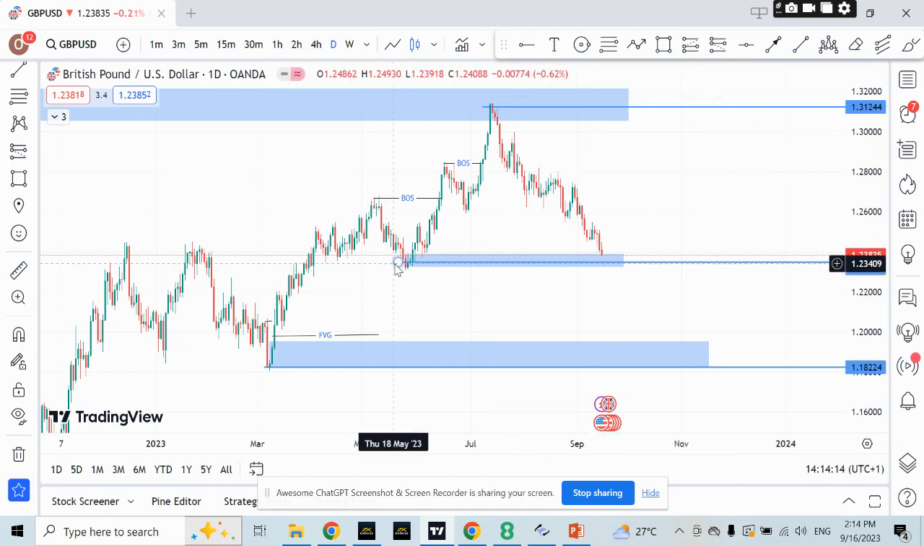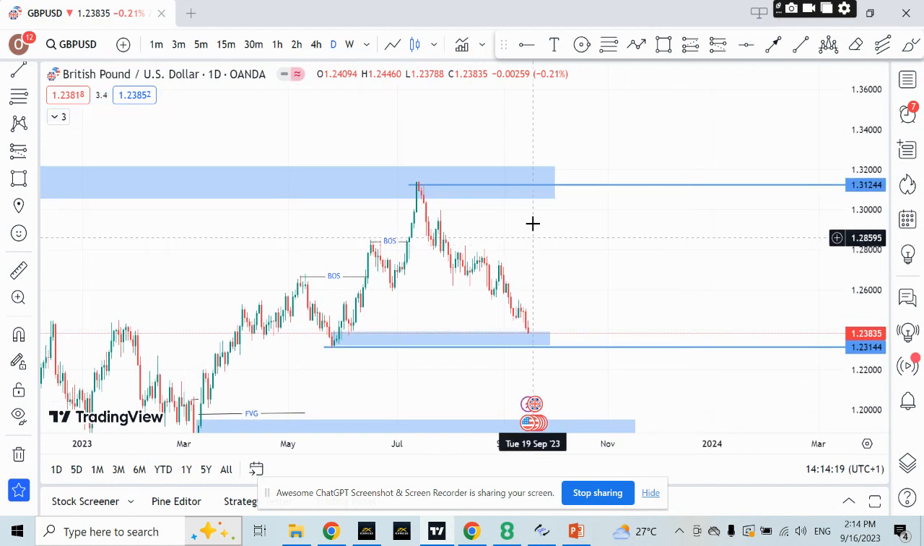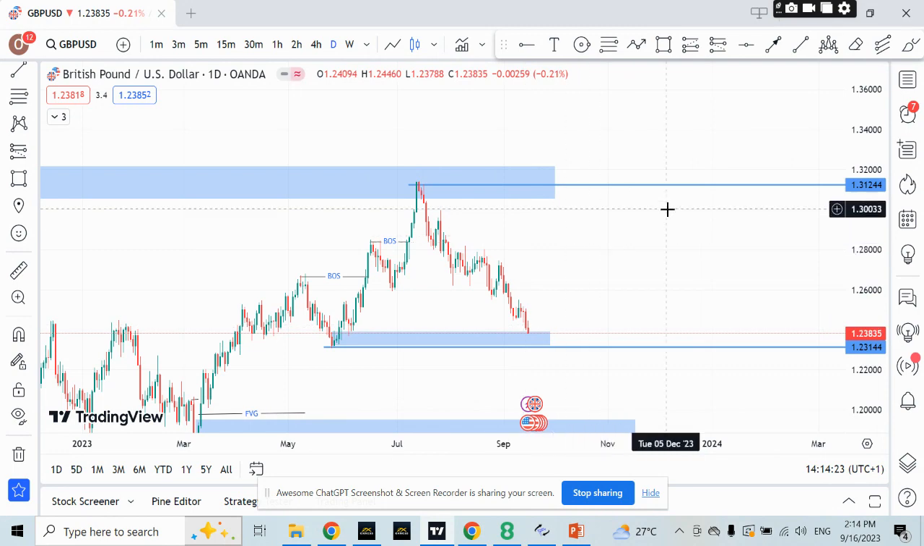and this is our low of the current market. This is the zone which we are interested in. So we're going to look for selling opportunities in this zone.